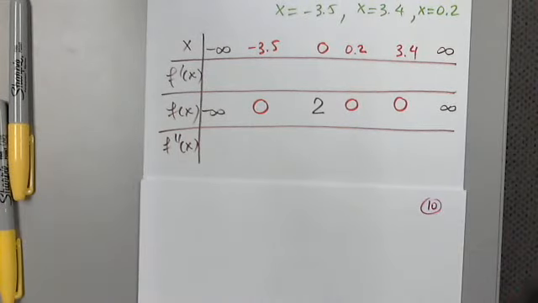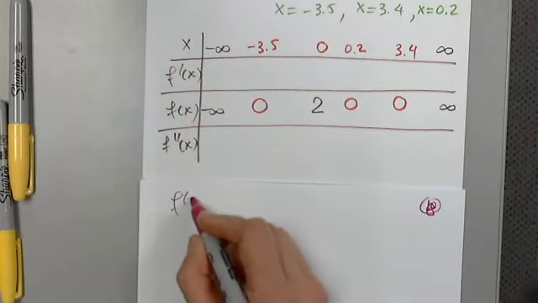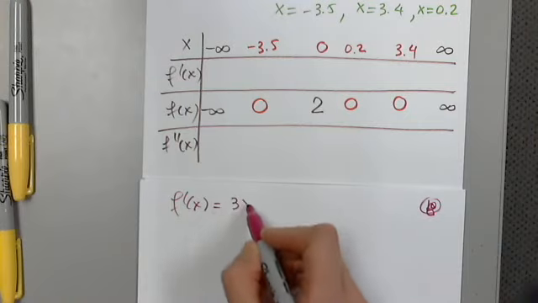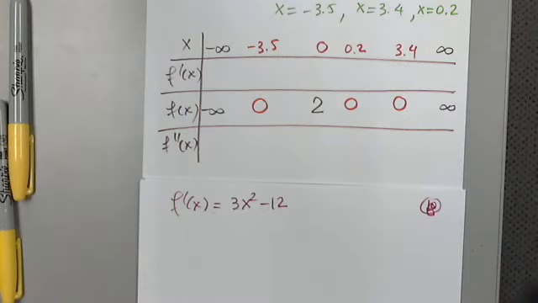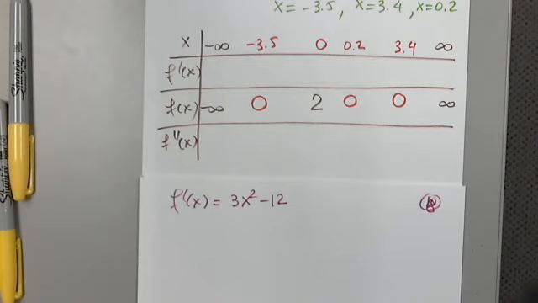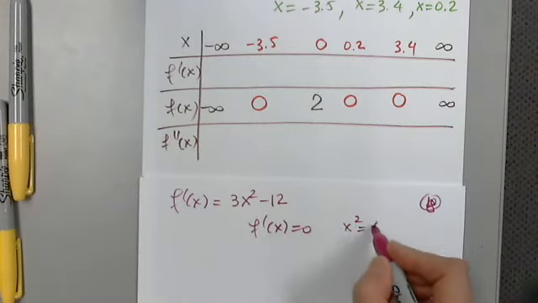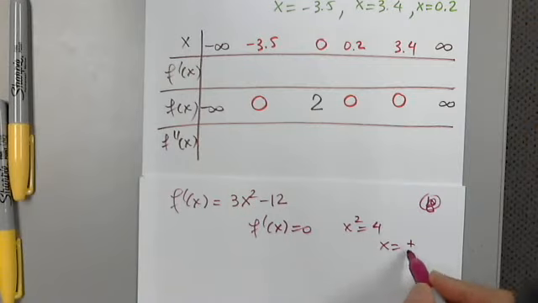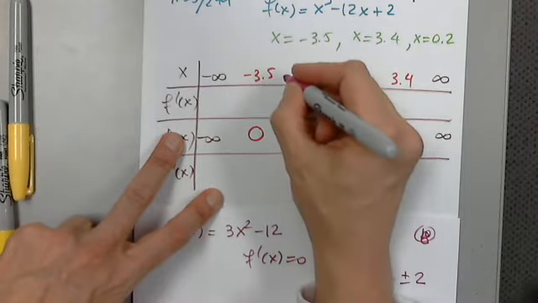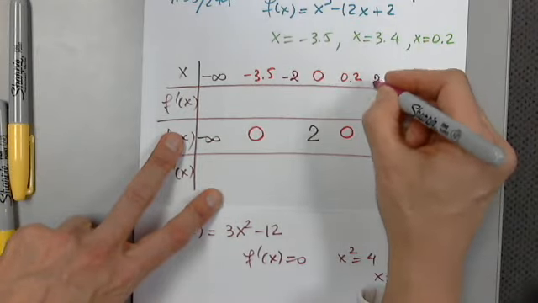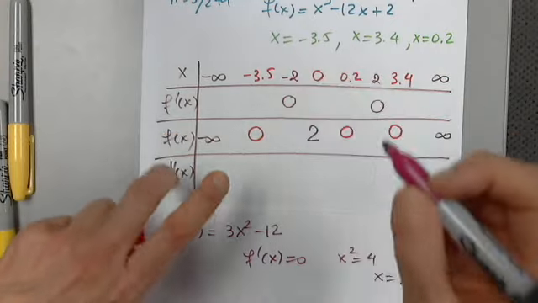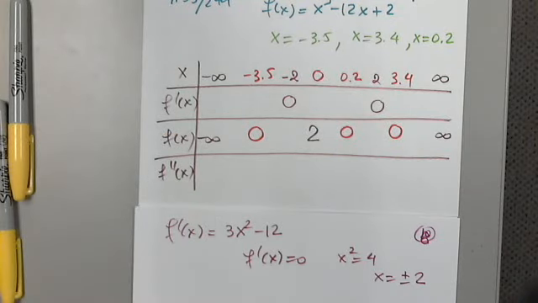Were we able to determine the critical numbers easily? Oh, yeah, not too bad. So f prime of x equals 0 means x squared equals 4, or x equals plus or minus 2, correct? Okay, that was not too difficult. So be careful where you put them in the table. Sometimes it gets crowded.